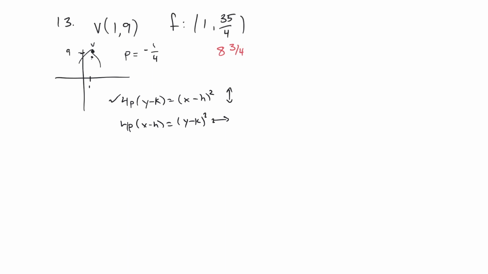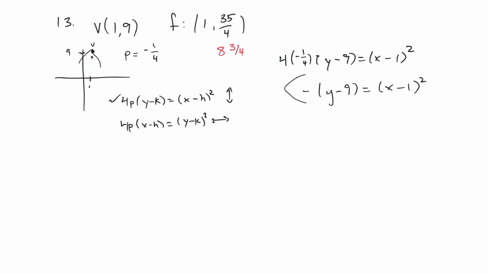So we're going to say that's 4 times negative 1/4 times y minus 9 equals x minus 1 squared. Simplify that just a little bit. You're going to end up with negative y minus 9 equals x minus 1 squared. And that's it.